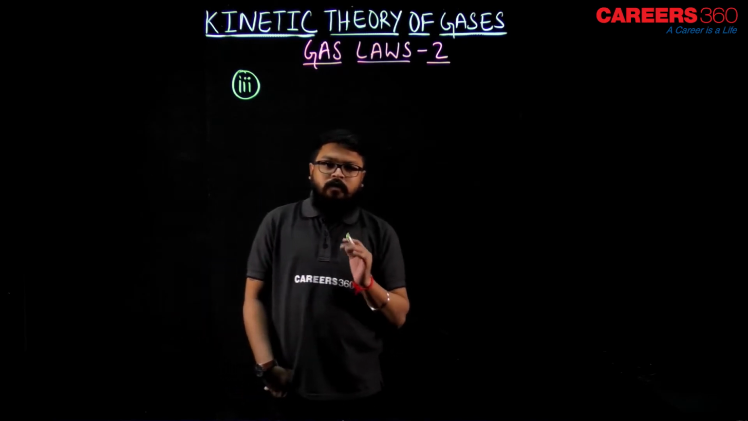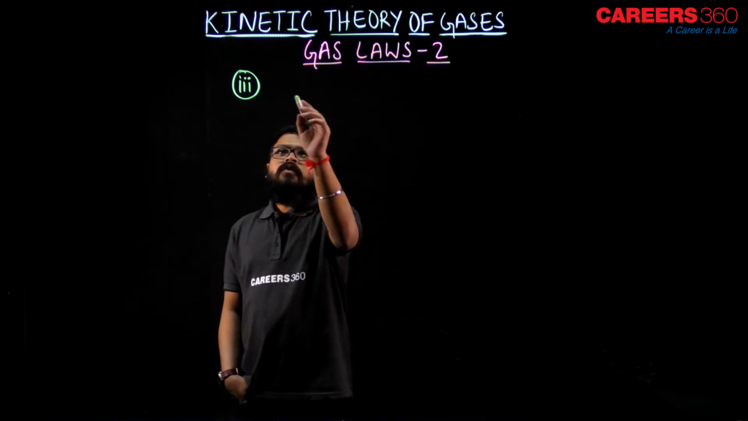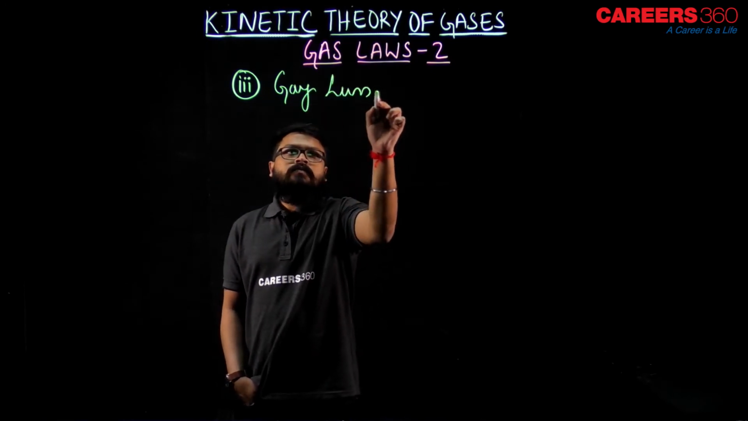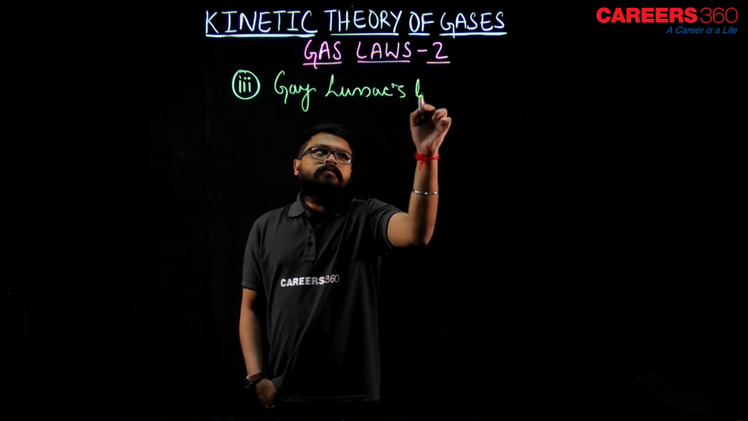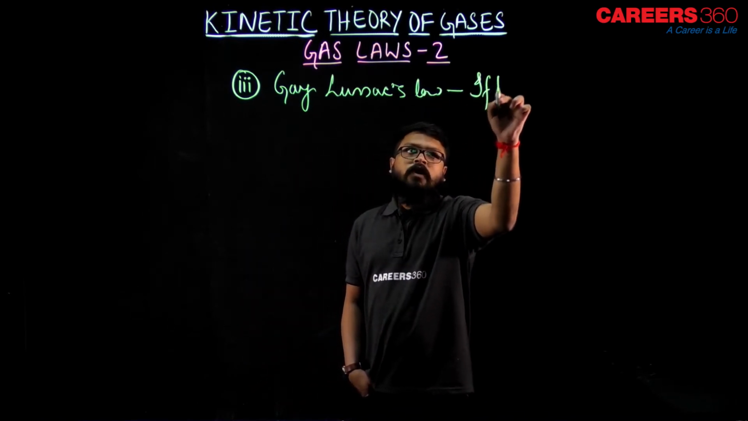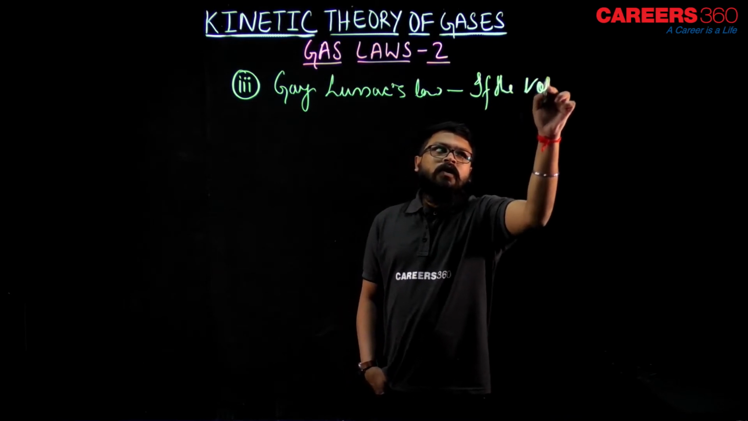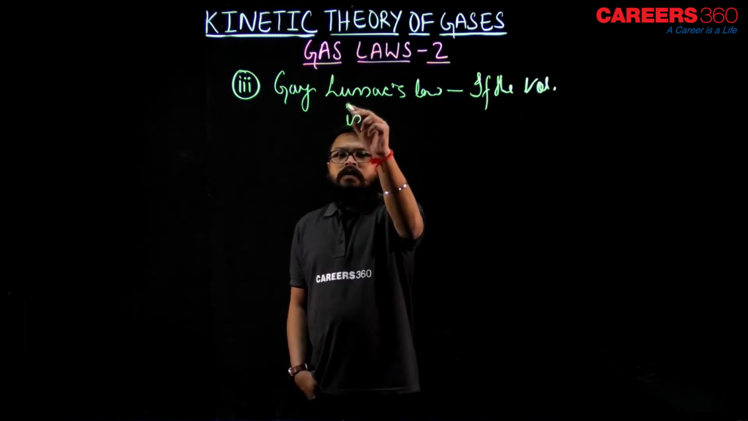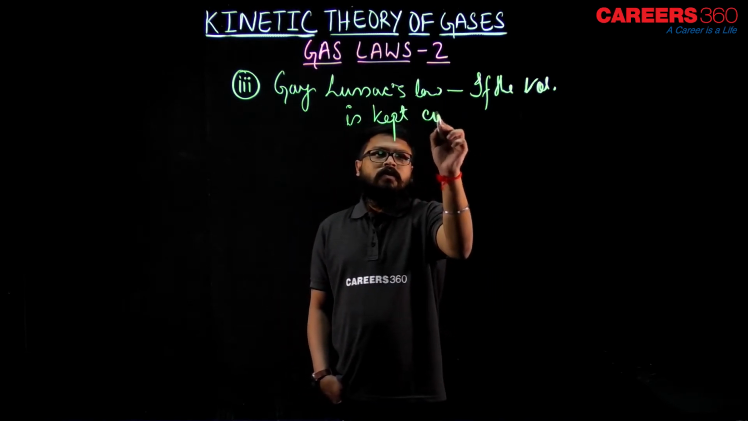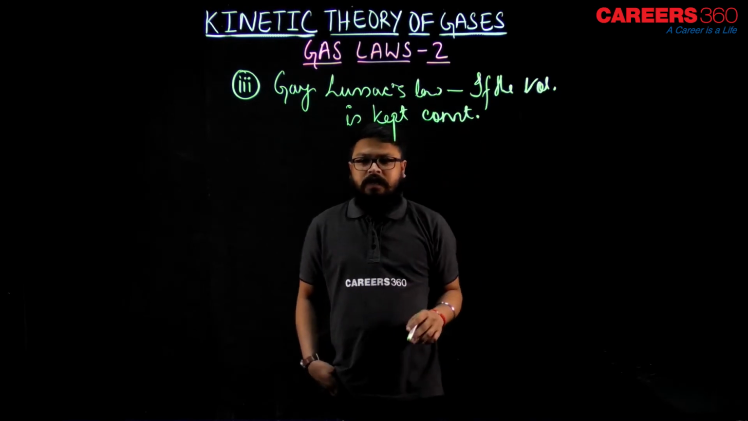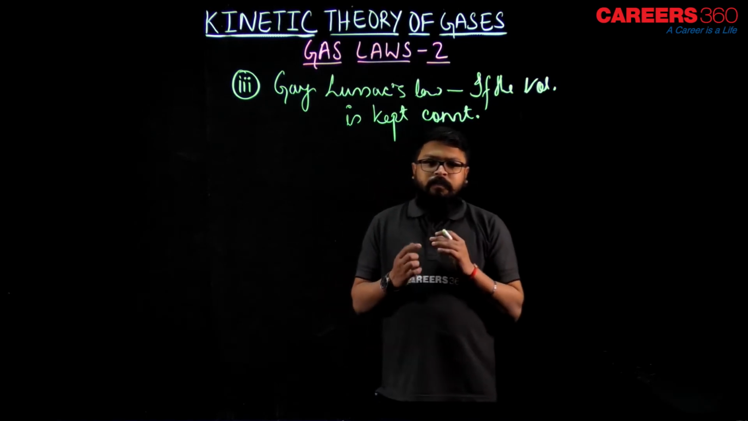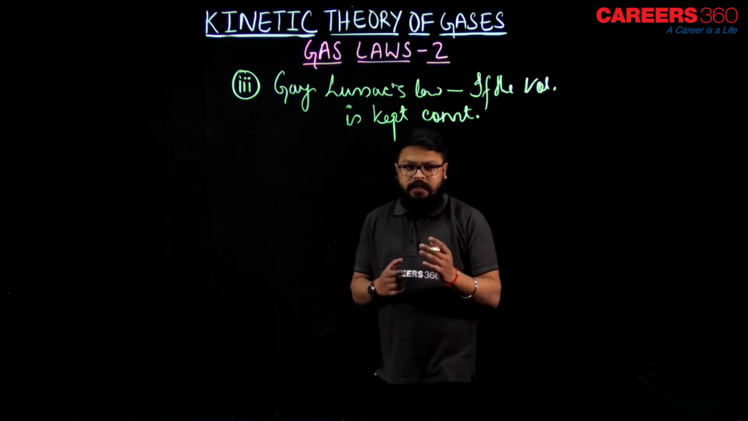If we keep the volume constant, let's write that down, Gay-Lussac's law. If the volume is kept constant for a given amount of gas, or given mass of gas, then how are the pressure and the temperature related?